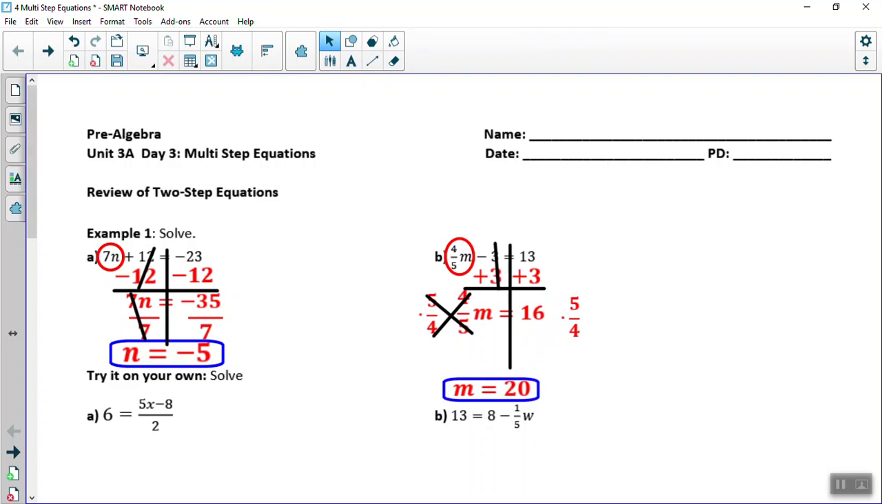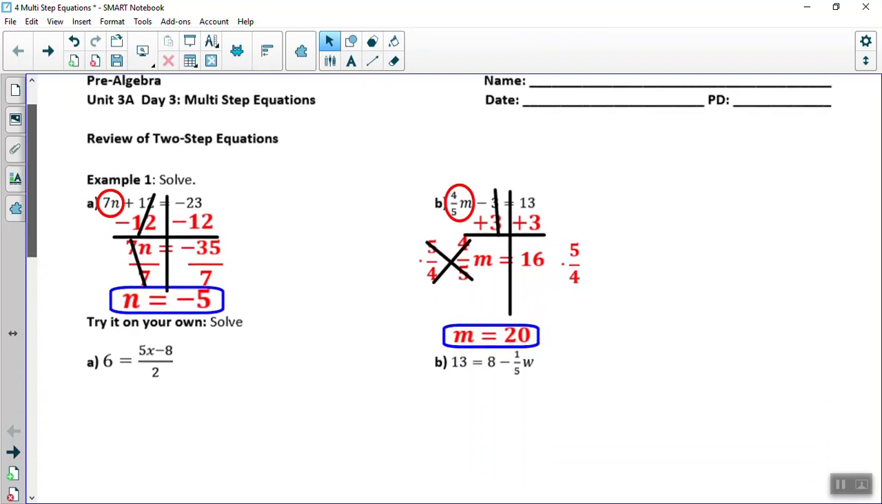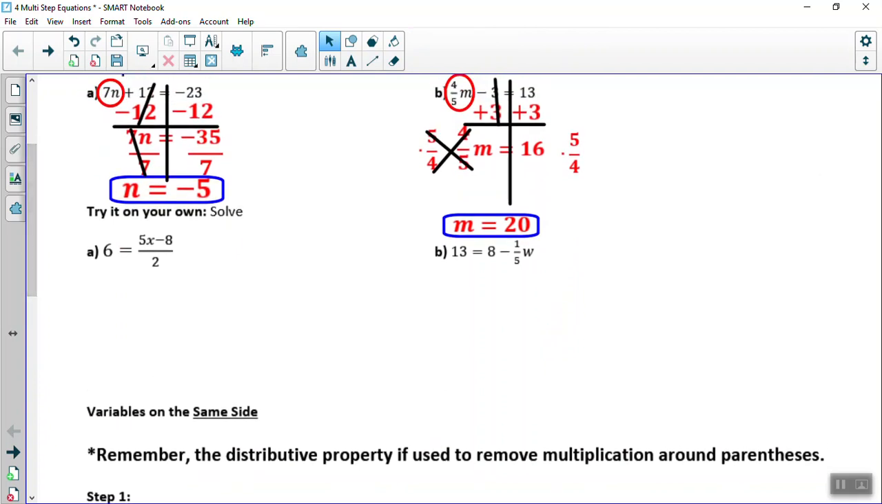Alright, so now I want you to come down here and I want you to give these two a try. Now this one here is a little bit different. So first thing you need to do is undo this division. Get rid of this fraction. When the whole problem is a fraction, get rid of that fraction first. See if you can figure out how to do that.